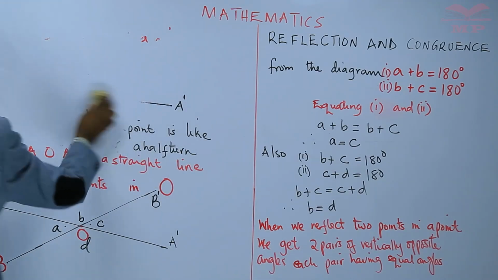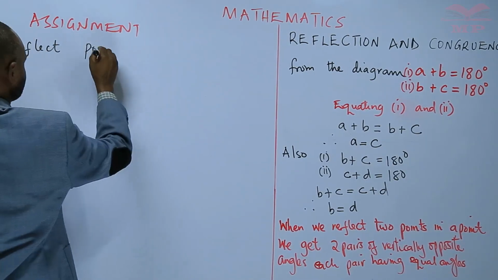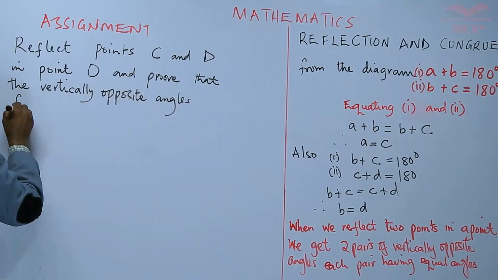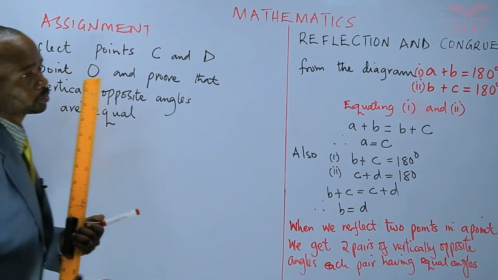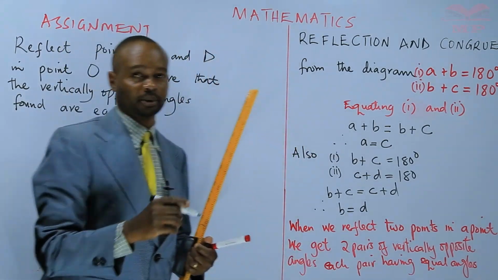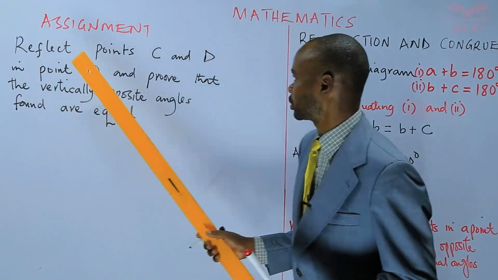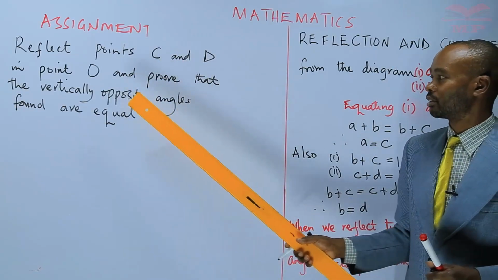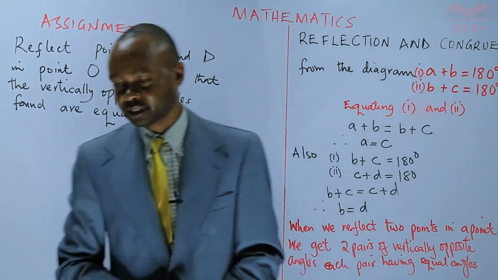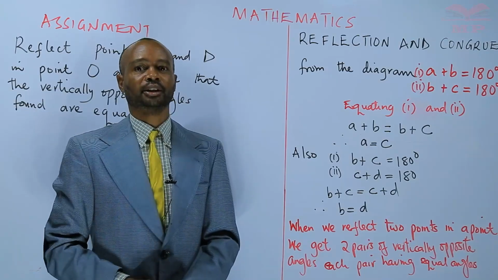In the assignment, you can choose your O to be anywhere and A and C to be anywhere. It's not particular. I've not given a particular position. You will reflect points C and D in O and prove that the vertically opposite angles found are equal. Go through that as you build up on deductions we can get using reflection.